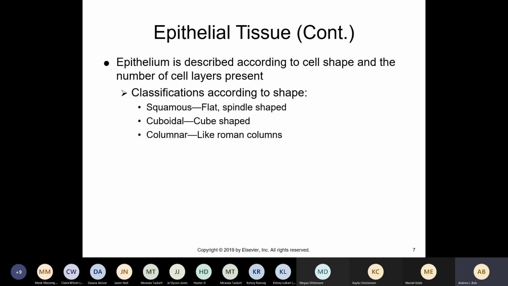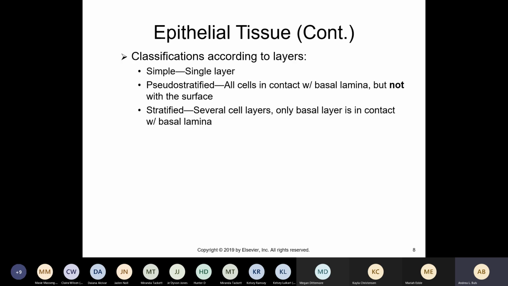Epithelial tissue is described according to cell shape. There are different shapes: squamous, cuboidal, columnar, that you may see associated with it. And then it's also classified according to its layers. If it's simple, it's a single layer. If it's pseudostratified, all cells are in contact with that basal lamina, but they aren't in contact with the surface. And then stratified, there are several layers. Only the basal layer is in contact with the basal lamina.